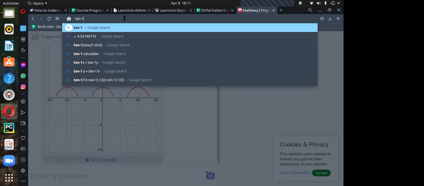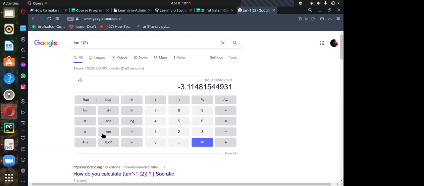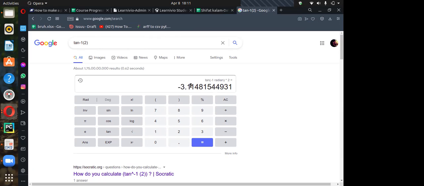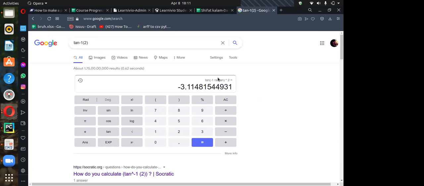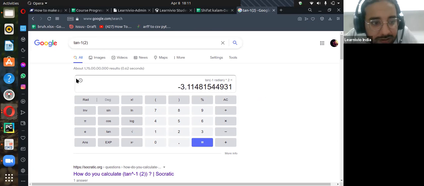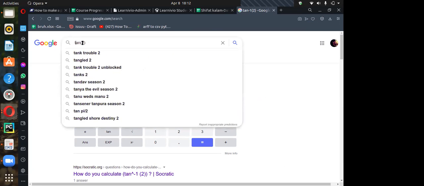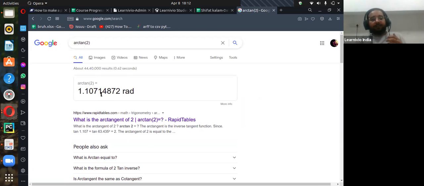Tan inverse of... so this is actually slightly smaller than pi, if you can see. I guess it's showing some weird thing. Just give me a second. How do you calculate tan inverse? So arctan. Oh, so yes. So it's 1.107 radian.